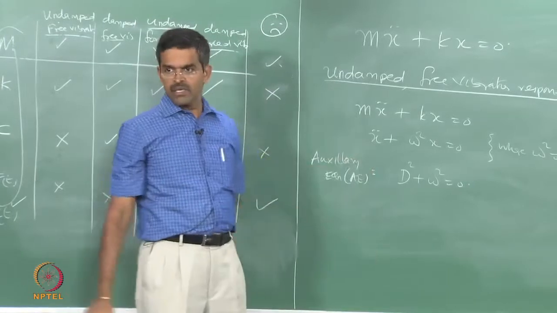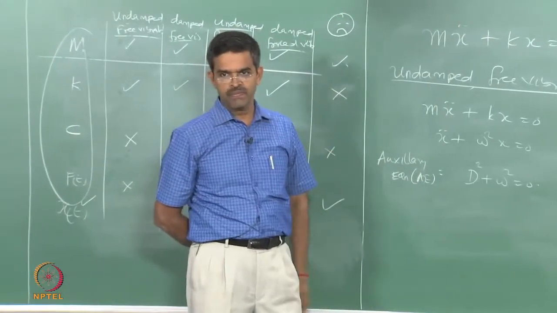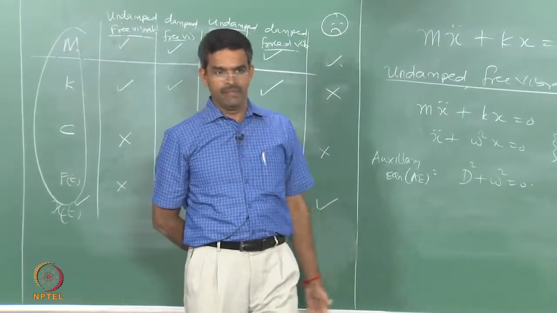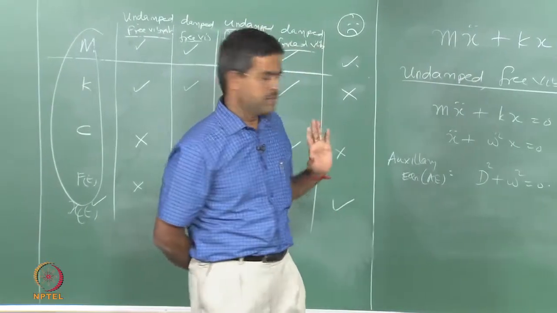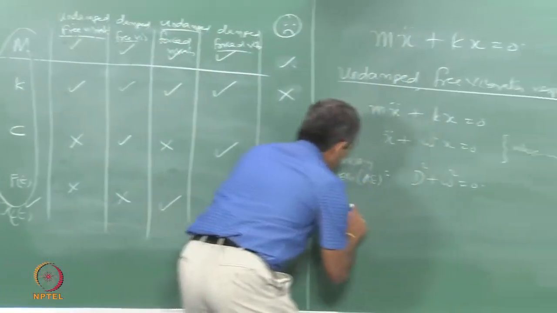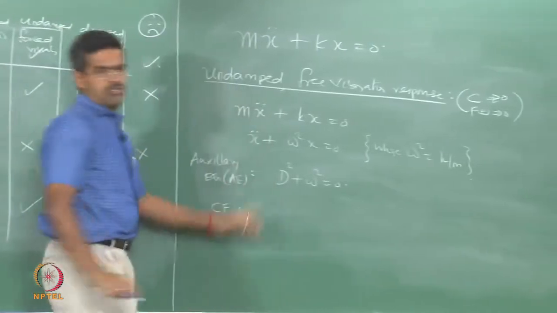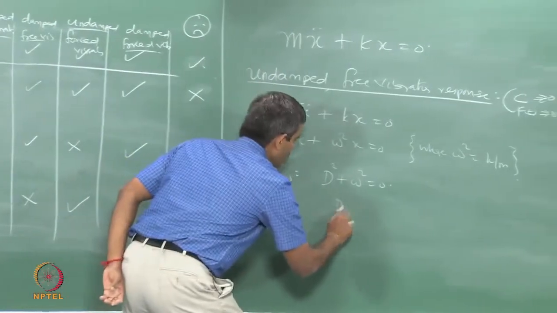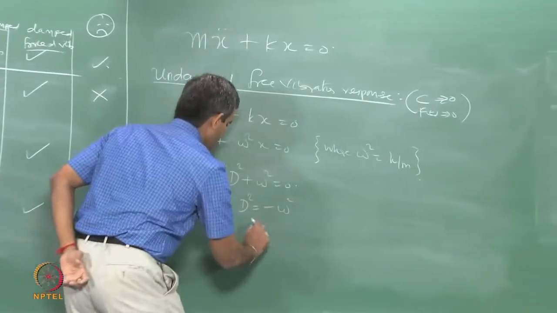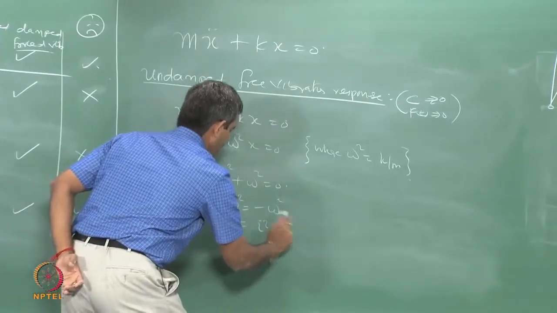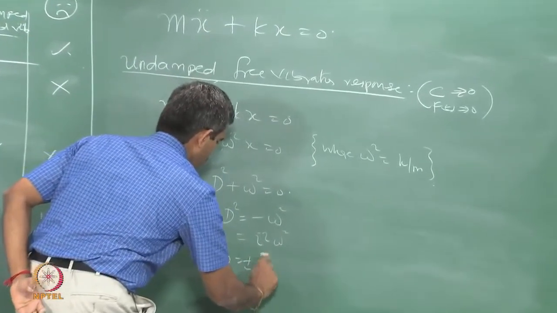Variable here is the x, which is the displacement, which is nothing but degree of freedom, x1, x2, x3, etc. So, the complementary function should be, let us say the root is minus omega square, which is i square omega square. So, D will be plus or minus i omega.